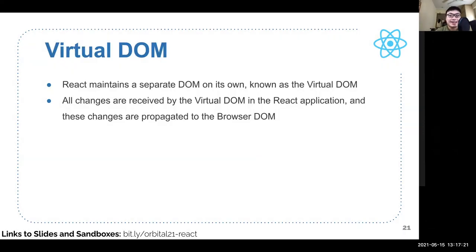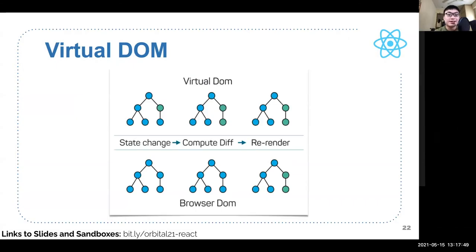So what React essentially does is it's an abstraction over the browser DOM, and it provides a virtual DOM. It maintains a separate DOM of its own called a virtual DOM, and this virtual DOM is completely created in JavaScript. Changes are received by the virtual DOM in the React application, and then these changes are propagated to the browser DOM. It sounds very abstract. There are a few diagrams in the next slide.